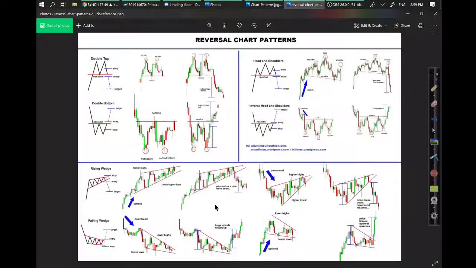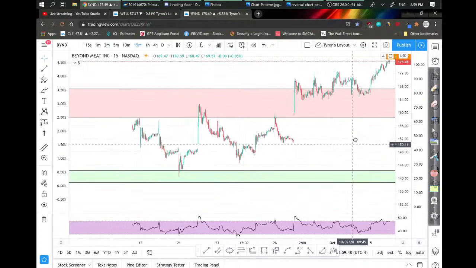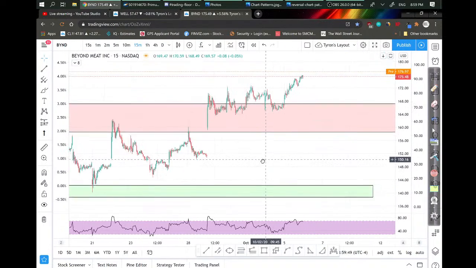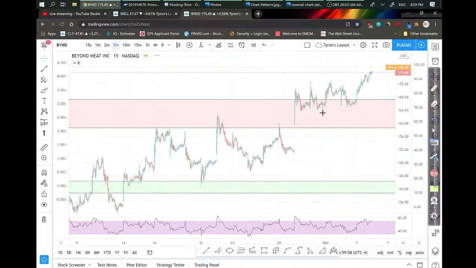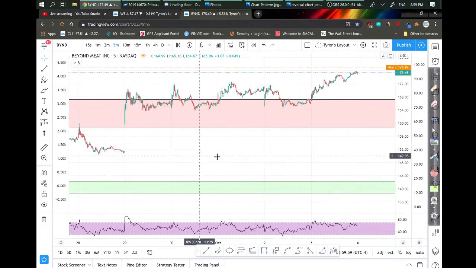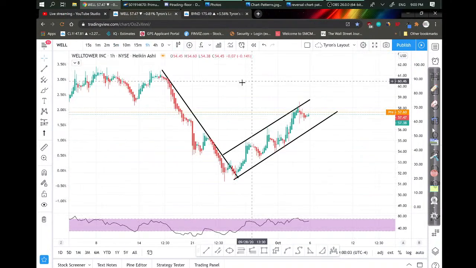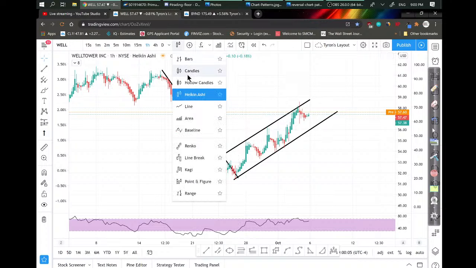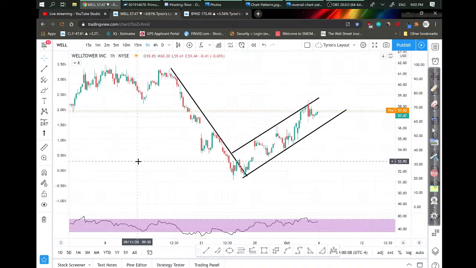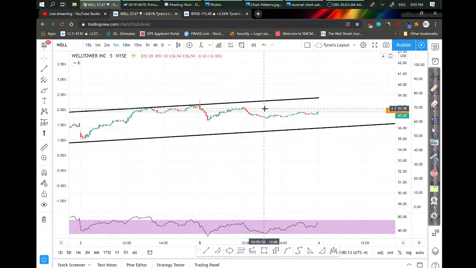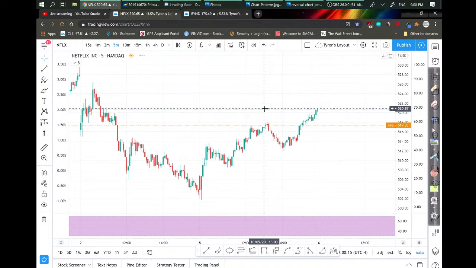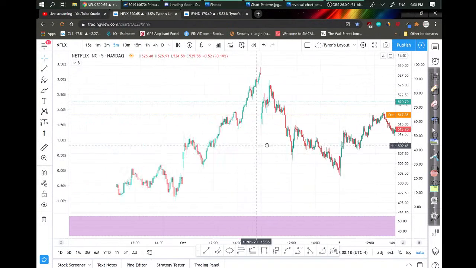Now, these symmetrical positions, symmetrical triangles. Let me see if I can spot one. Not here. Let's go back to the regular candles and go see a different stock. Maybe Netflix. Let's see here.